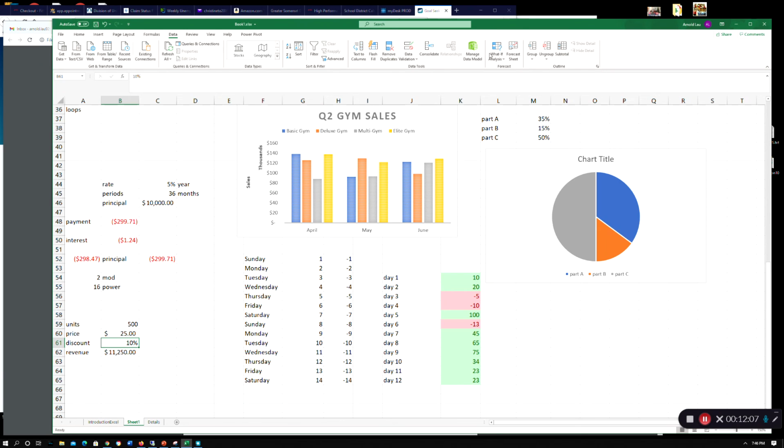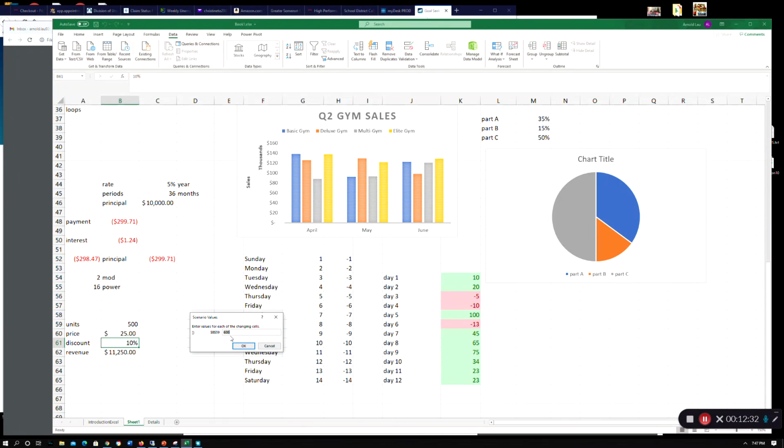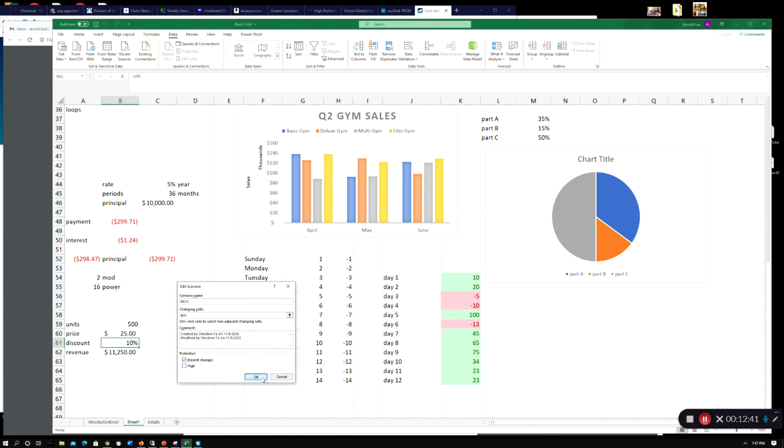The other thing that we want to cover for this class is this idea of the Scenario Manager. What I've done, I've already set this up here, but I can also add more to it. So I set up scenarios, and I call them names. I call them Rev 1, 2, and 3. And what does that mean? Basically, I'm going to be changing this cell, B59. And I change it to 600. And likewise, for 2, I'm changing B59 to 700.